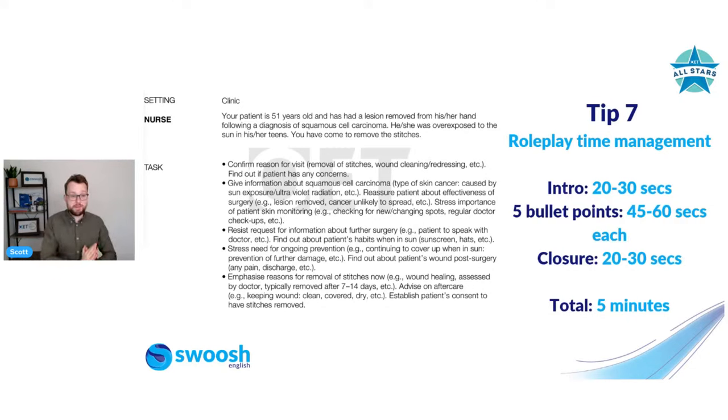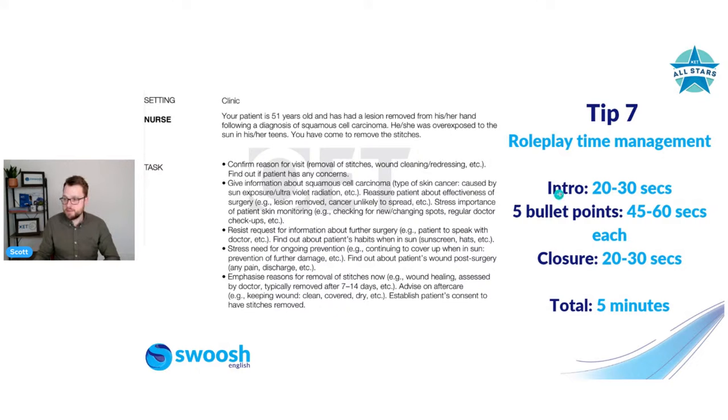Now the seventh tip, and we're going to talk directly about role play management here. This is when we're now doing the role play itself. So how should we roughly be dividing our time when doing our role play assessment, guys? Well, let's assume we have 5 bullet points as a whole. Some role plays may be more, some role plays may be less. Keep that in mind, but 4 to 5 bullet points is typically what we see in OET role plays.